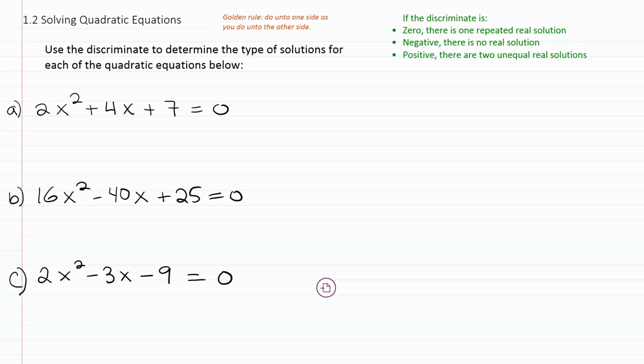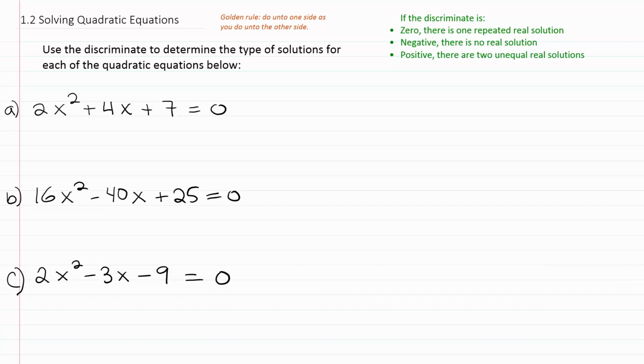All right, in this video we're using the discriminant to determine the types of solutions that are available for each of the quadratic equations below. So the basic idea here is that we're going to use this part of the quadratic formula, the part that says b squared minus 4ac. That's basically called the discriminant. And then we're going to follow the rules that are listed here in green.